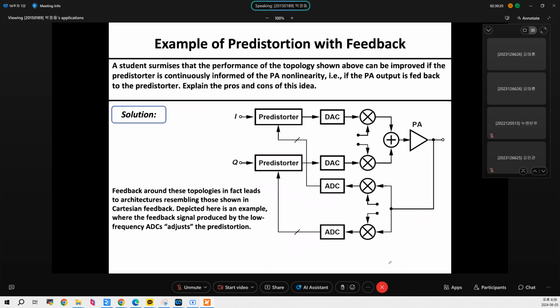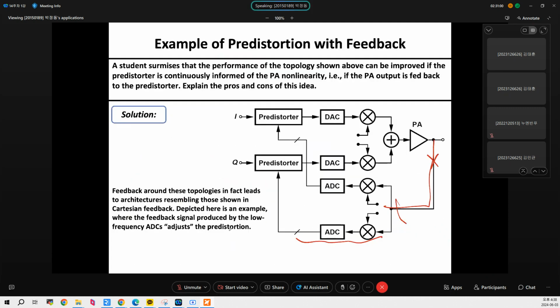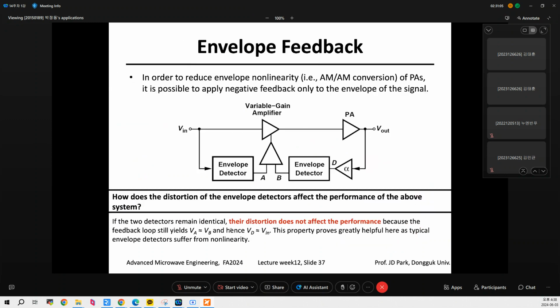So this is the example of predistortion with feedback. Actually, this is a Cartesian feedback, the same as the Cartesian feedback. There is a predistorter, and for the predistorter, there is no feedback path. But if you use this feedback and convert it to that, this is Cartesian. Same as before. This is an analog way of doing it. This is a digital way of doing it. No difference. Okay.